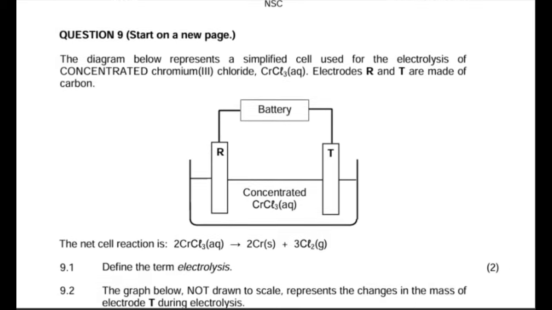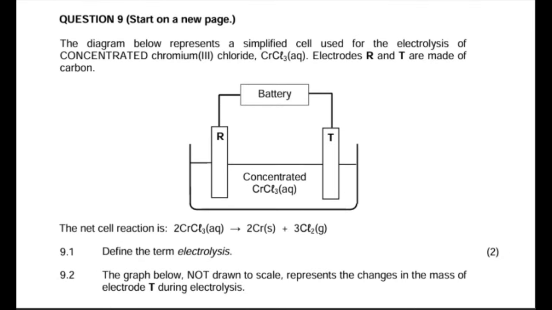So we have question 9 here. Notice we're talking about electrolysis of ionic compounds, right? This is a salt, so when it splits, we get ions. They gave us the net cell reaction. Alright, so now they say define the term electrolysis.